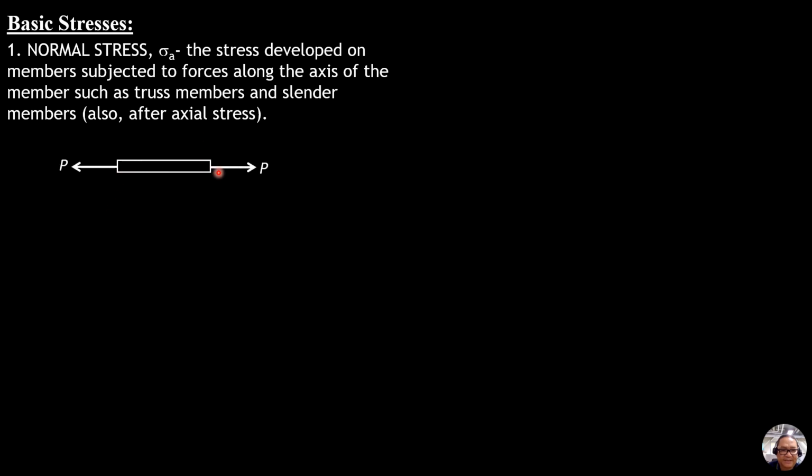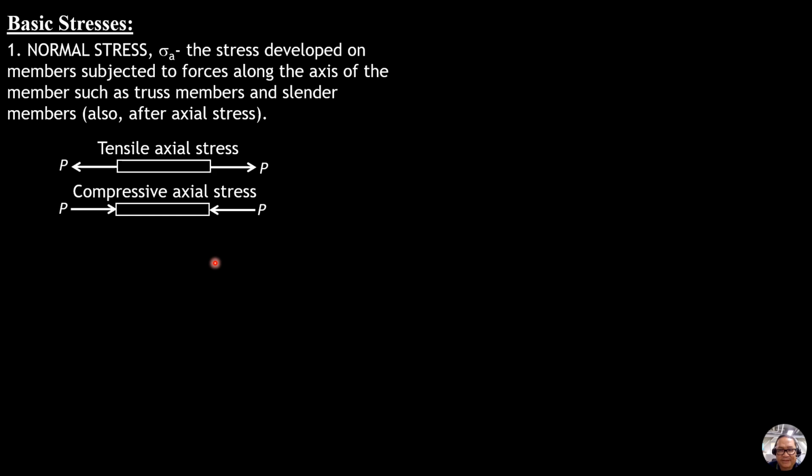So for instance, in this configuration here, these two forces tend to stretch the body. Therefore, the resulting stress perpendicular to the section of this body would be tensile stress. And for this loading here, these loadings tend to compress the body, and the resulting stress would also be compressive stress.